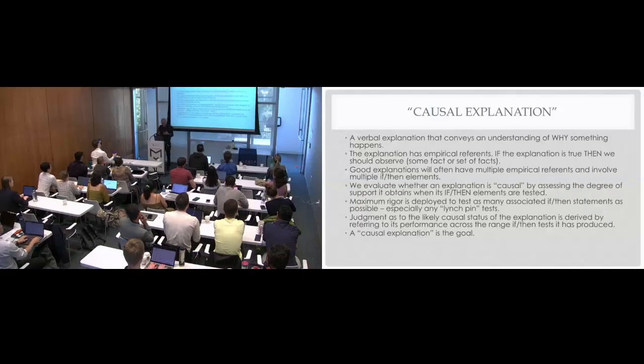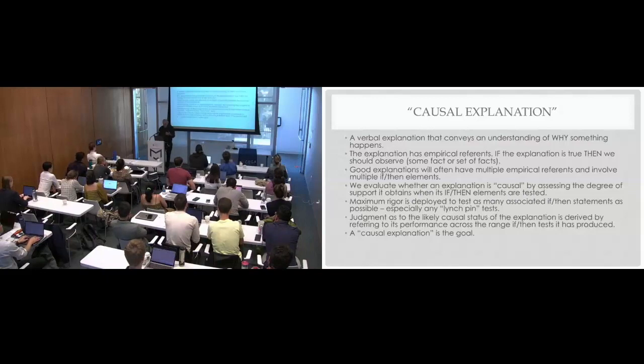And we evaluate whether an explanation is causal, an explanation, not a specific cause effect, by assessing the degrees of support it obtains when its if-then elements are tested. And maximum rigor is deployed to test as many associated if-then statements as possible, especially any linchpin ones. And by linchpin ones, I mean ones that if it fails, the theory's gone. Judgment as to the likely causal status of the explanation is derived by referring to its performance across the range of if-then tests it is produced, and a causal explanation is the goal.